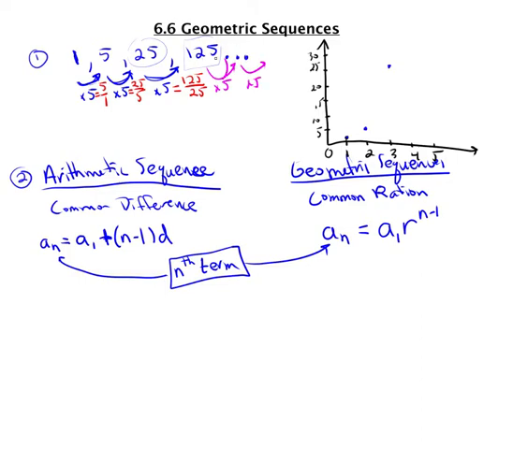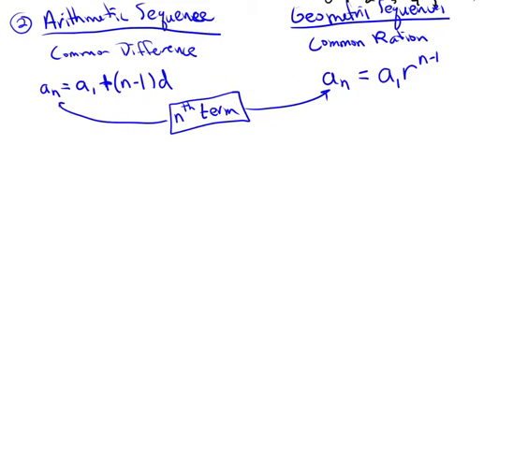So 125 times 5 is 625. 625 times 5 is 3,125. And the next term, the fourth, fifth, sixth, seventh term is going to be 15,625. So it increases really fast, and that's kind of like that exponential growth idea. But this is a sequence, a geometric sequence.